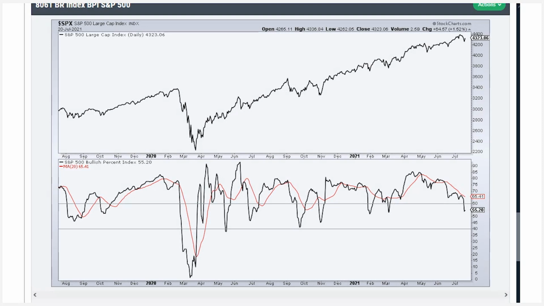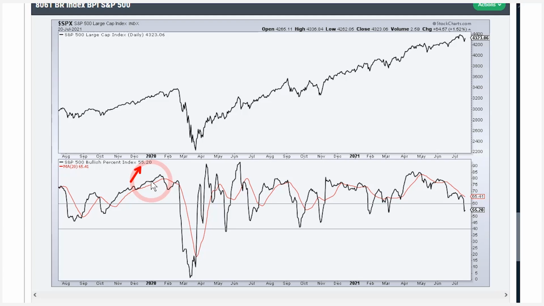So this first indicator here is the bullish percent index for the S&P 500. This is the percentage of stocks that are on P&F buy signals. That is a double top breakout on the P&F chart. A stock is either on a P&F buy signal or a P&F sell signal, a double bottom breakdown. It's either or. There's no ambiguity with this basic P&F signal.